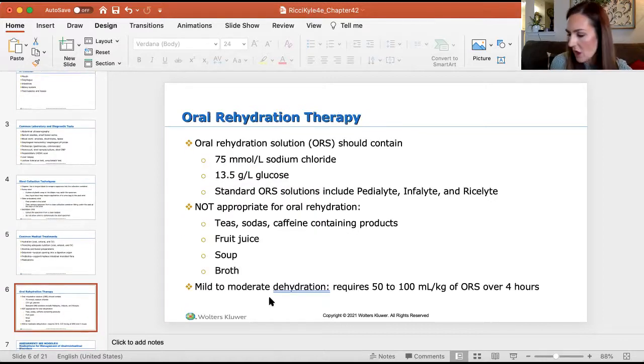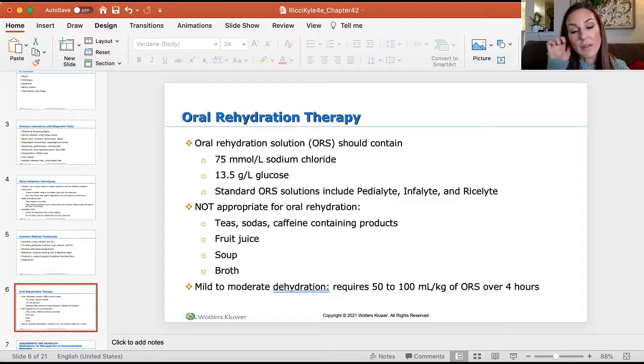So let's talk about oral rehydration. We have a dehydrated child, and you have 3 different types of dehydration. You have mild dehydration, moderate dehydration, and severe dehydration. So let's first talk about mild dehydration and what that child is going to look like.